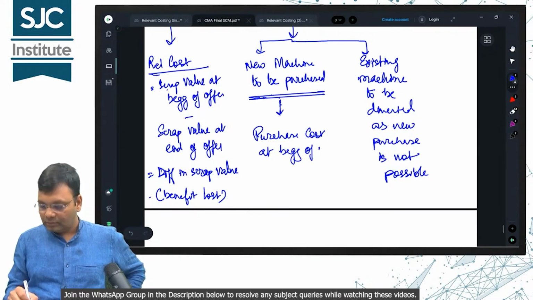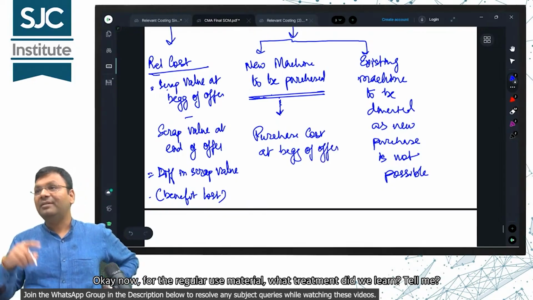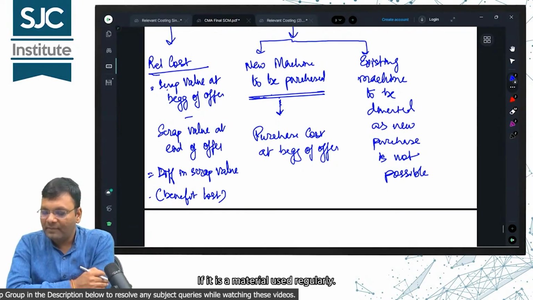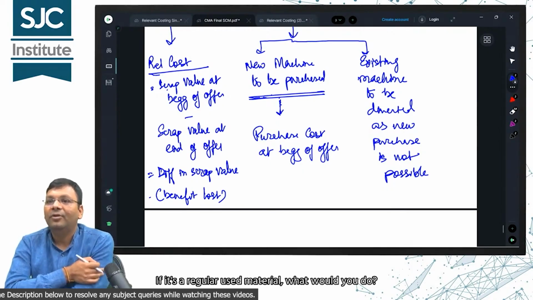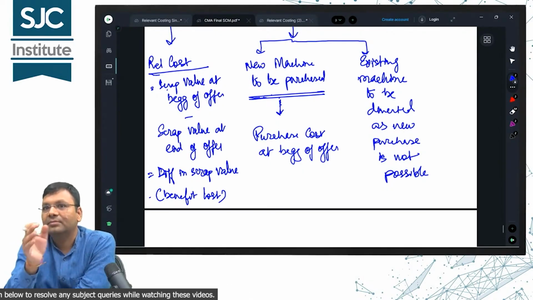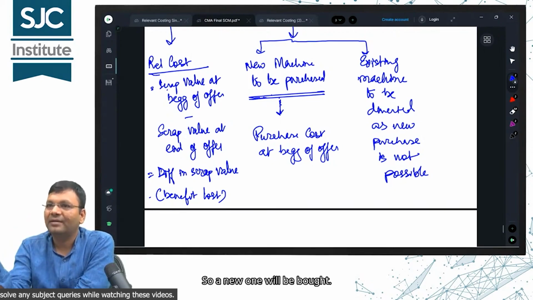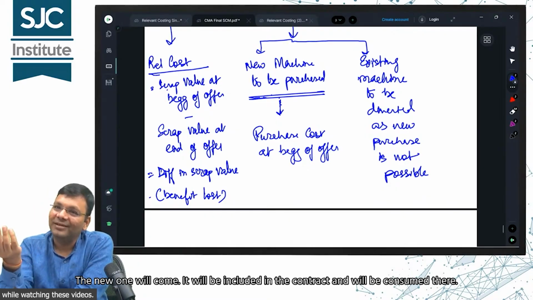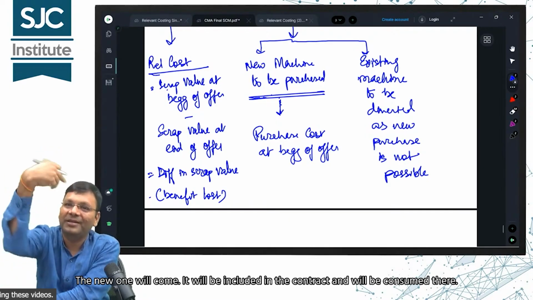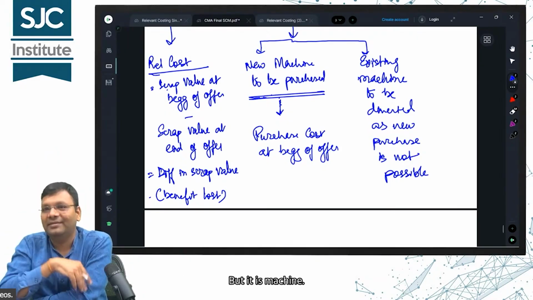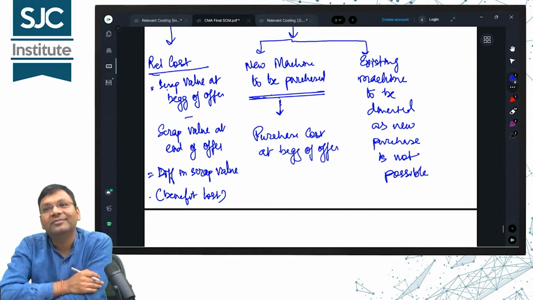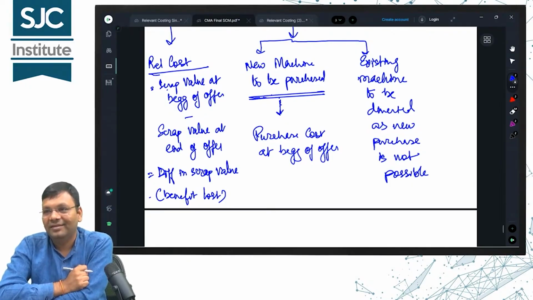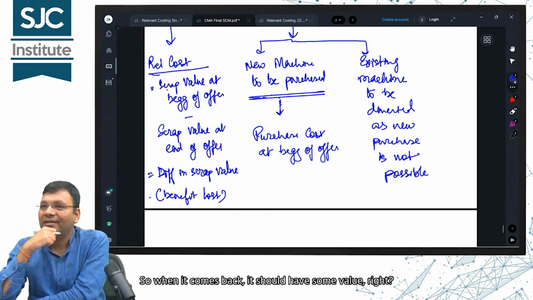Look, compare it to the material. For a regular use material, what treatment did we learn? If it's a regular use material, where will you get material for my offer? A new one will be bought. What was the material's advantage? The new one will come, it will be included in the contract and will be consumed there. But it is a machine. After buying the new one, it went to the contract. Now it cannot be consumed, so afterwards it will come back. When it comes back, it should have some value, right?